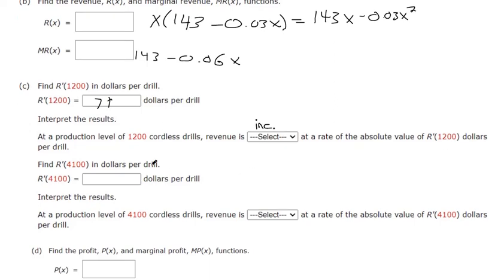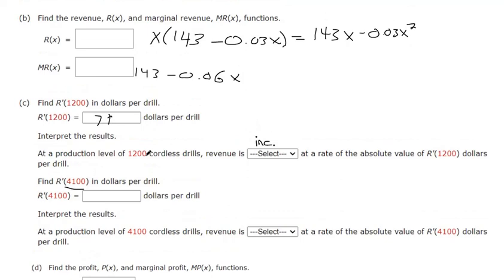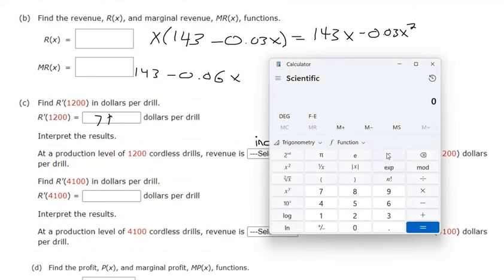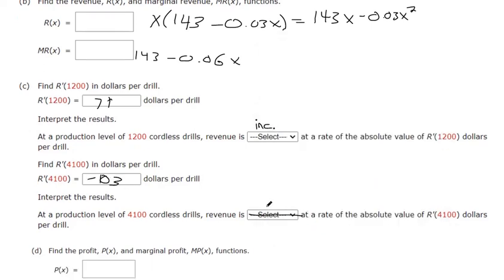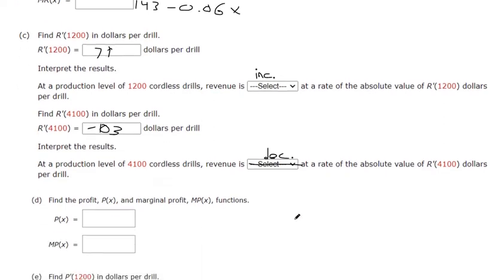Okay, and then find R prime of 4,100. So this just means plug 4,100 into your derivative of the revenue up here again. So same equation, 4,100. Then we got 143 minus 246. That's negative 103. That's negative, so the revenue is decreasing is what we'd want to select there. A negative value for your derivative means something's decreasing at that point.